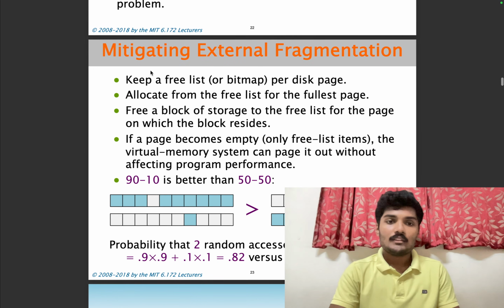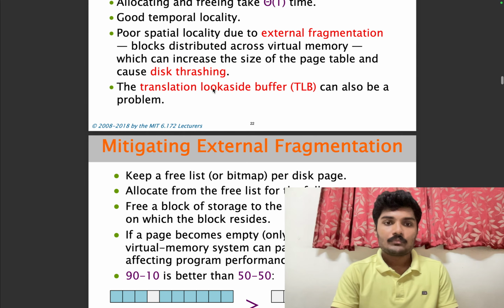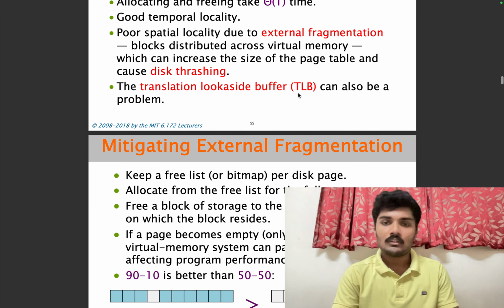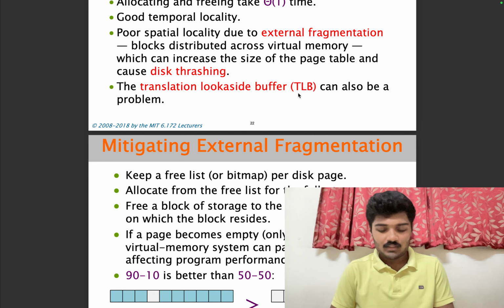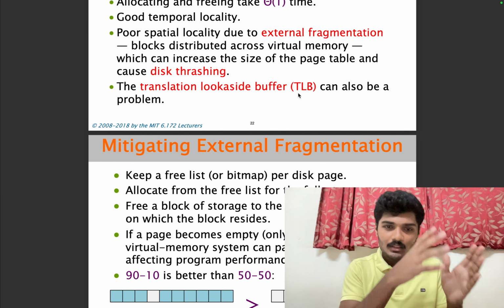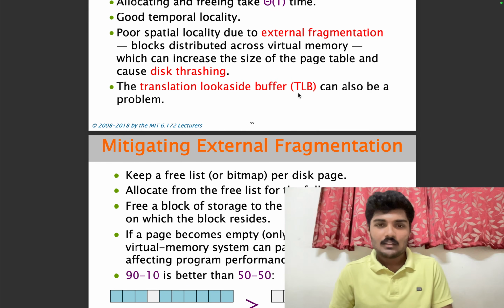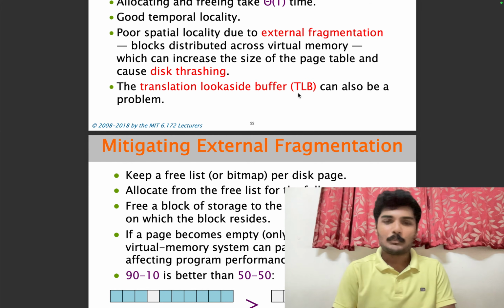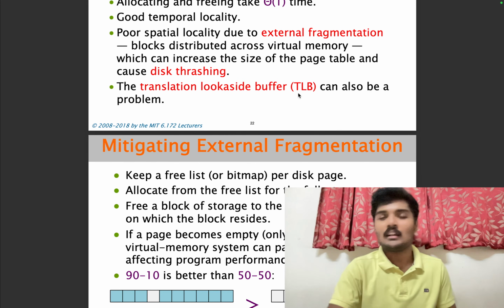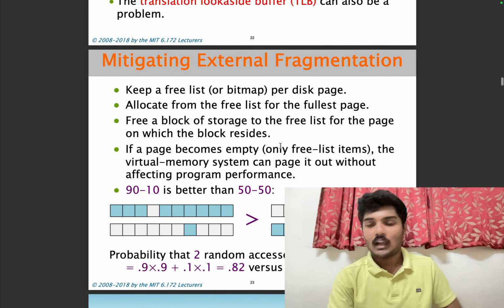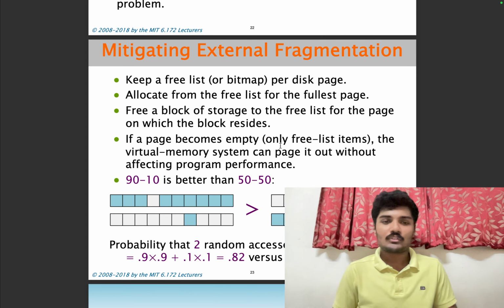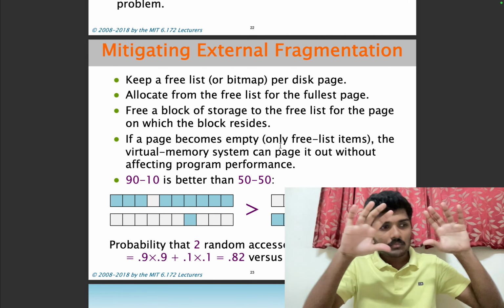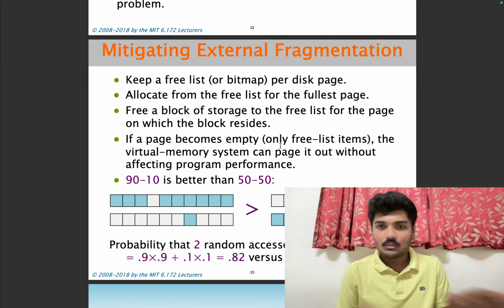So, mitigating external fragmentation: translation lookaside buffer. It's kind of like a cache for the translations between the virtual memory and the actual memory, kind of like the page table. So I'll explain in the next video. I'll also keep some stuff ready. Right now I'm exploring.